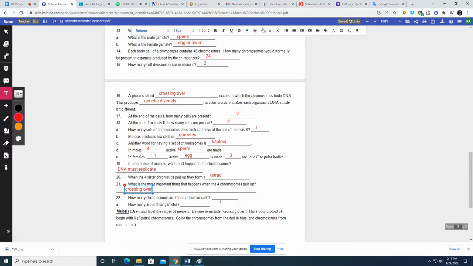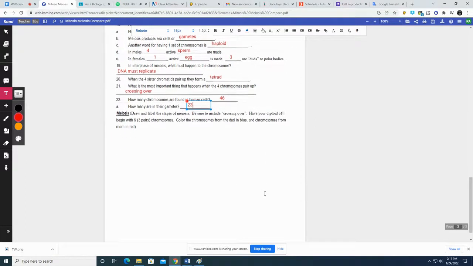22, how many chromosomes are found in human cells? Well, in our somatic cells, we have 46. How many in their gametes? Well, the somatic cells are diploid, so we have 2 of each. The gametes are haploid, so we're going to cut that number in half because they only have 1 of each. So now it's going to be 23.